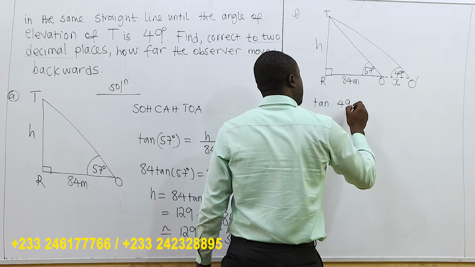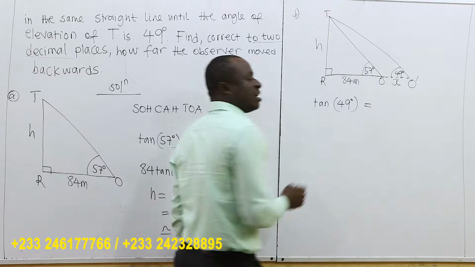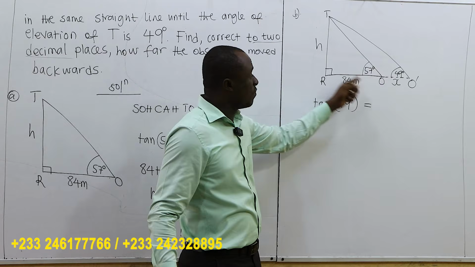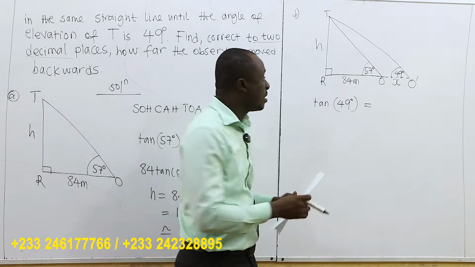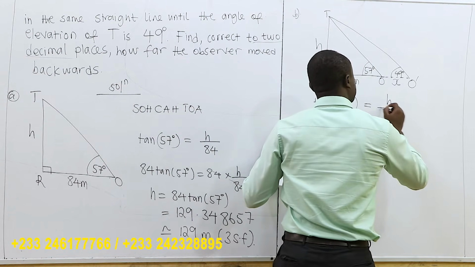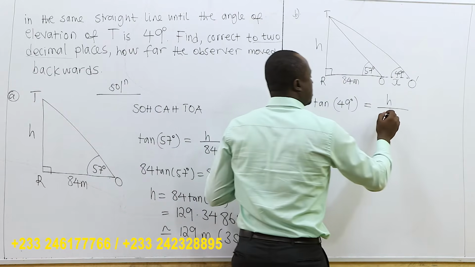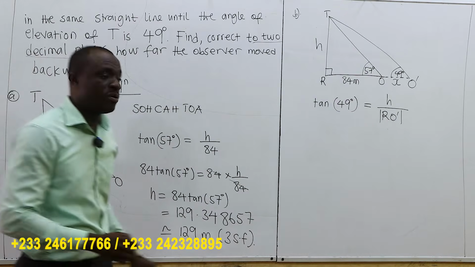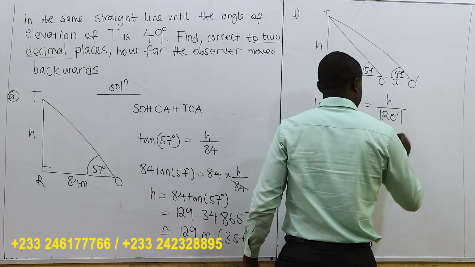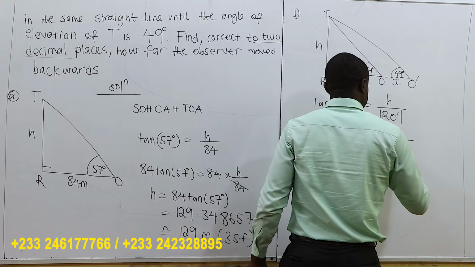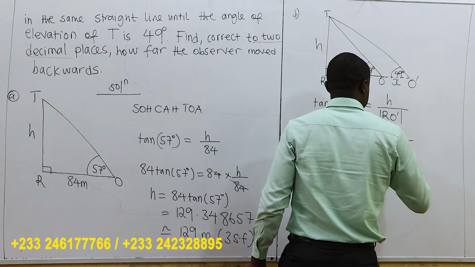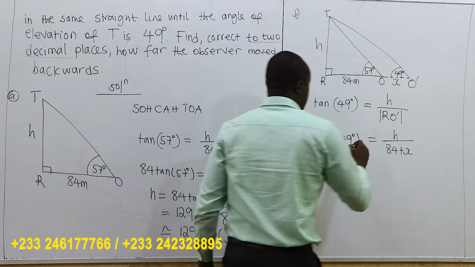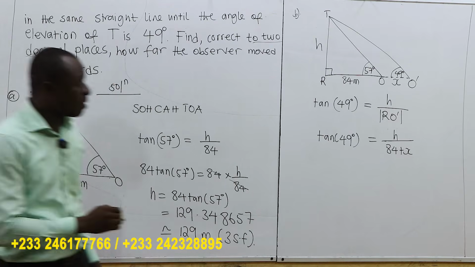Tan 49 degrees is opposite over adjacent. The opposite is H, but the adjacent is R O prime, and clearly this is 84 plus X. So we have tan 49 degrees equals H over 84 plus X.